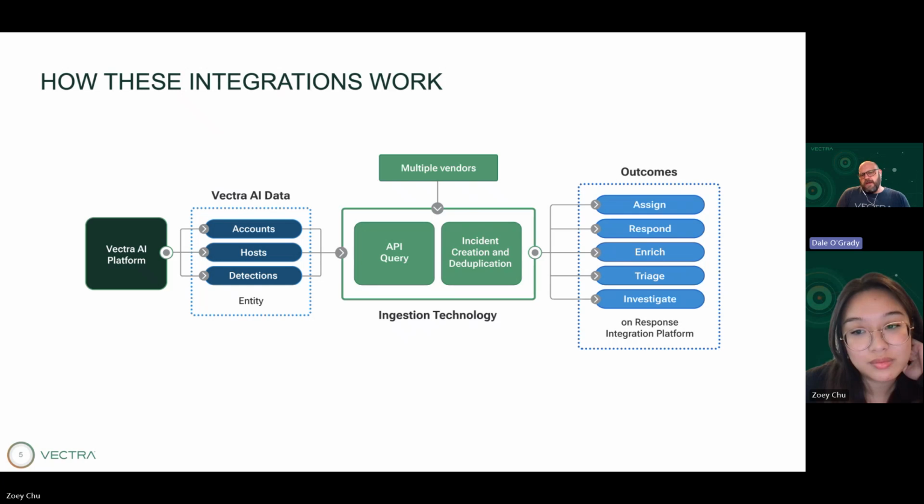And the outcomes, there's some examples here. What I call an outcome is something more higher level, right? As opposed to an action. An action is a very finite task. Add a tag is an action. Assignment can deal with things like who are you going to assign it to? Is it already assigned? Does the assignment need to be updated? So that's an outcome. We want to be able to assign. We want to be able to respond.